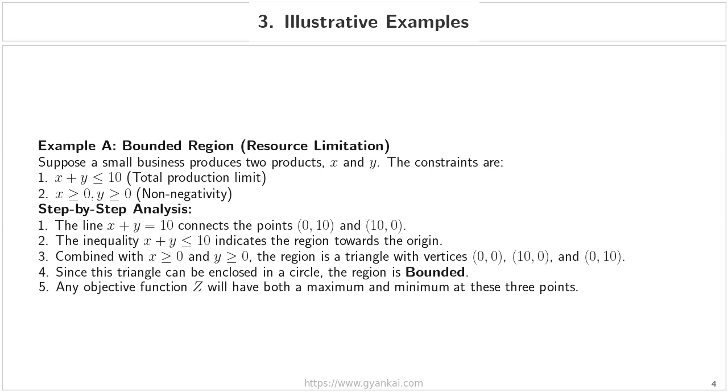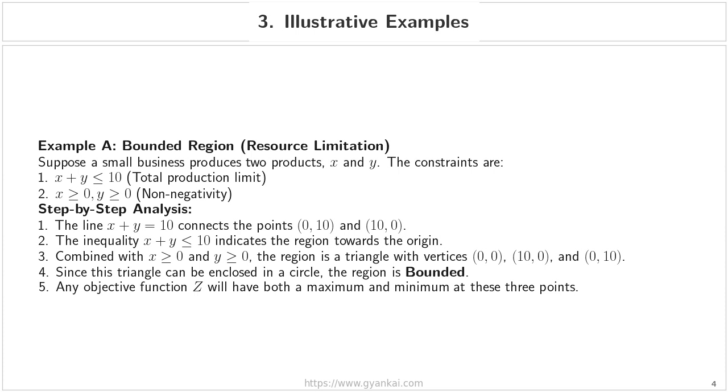To graph this, we first look at the boundary line, which is X plus Y equals 10. This line connects the point (0, 10) on the y-axis to the point (10, 0) on the x-axis. Because our inequality is less than or equal to, we shade the region towards the origin. When we combine this with our non-negativity constraints, we find that the feasible region forms a closed triangle with 3 corner points, or vertices: (0, 0), (10, 0), and (0, 10).